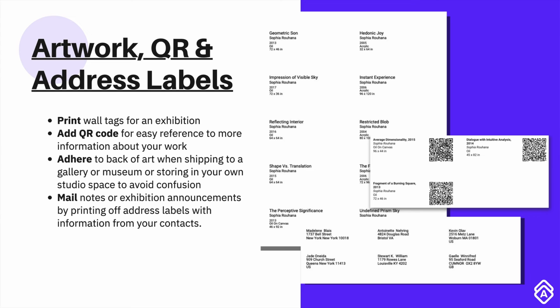You can also send notes or exhibition announcements in the mail by printing off address labels. So you can get these labels printed with the information directly from your contacts, which is so handy.